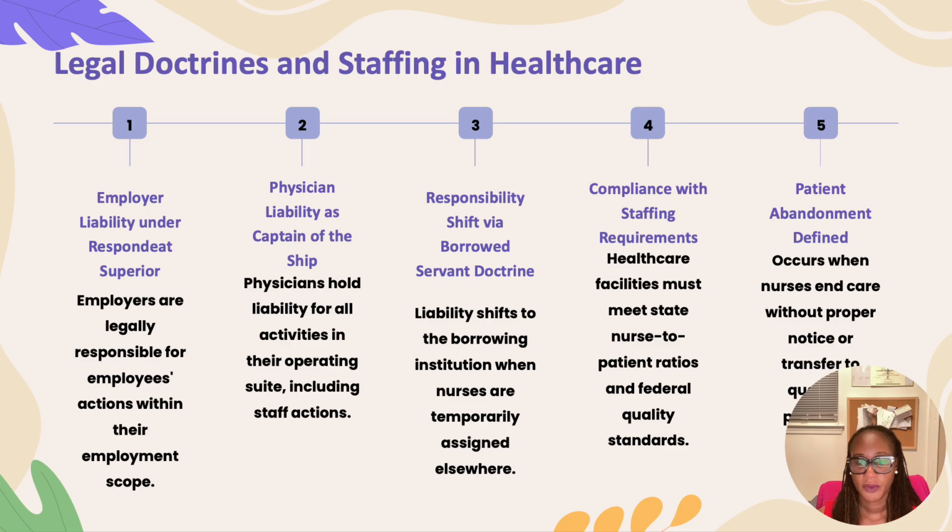And then staffing requirement: legal and regulatory standards that define safe nurse-to-patient ratio, skill mix, and staffing levels needed to ensure safe, quality care. Some examples: California law mandates nurse-patient ratios, for example 1:5 on med-surg, and the Joint Commission and the CMS, Centers for Medicare & Medicaid Services, require staffing to match patient acuity.